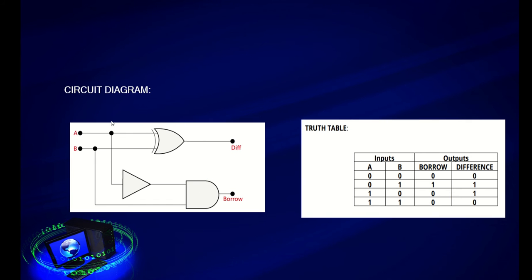So this is the circuit diagram for half subtractor. One XOR gate, one AND gate and one NOT gate. A and B are the inputs, borrow and difference are the outputs. Truth table is given here. A and B are inputs, borrow and difference are the outputs. If we give 0 and 0 in A and B, the borrow will be 0, difference will be 0. Likewise, we'll be checking for all the inputs.